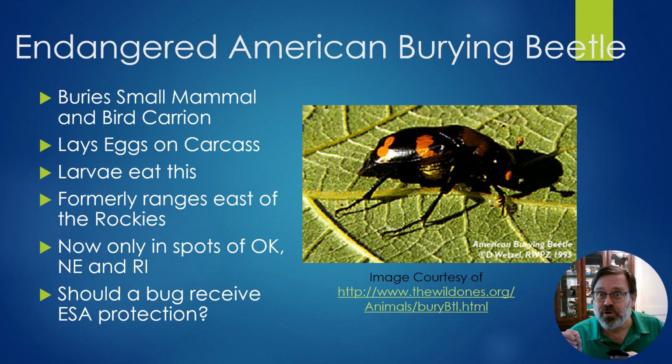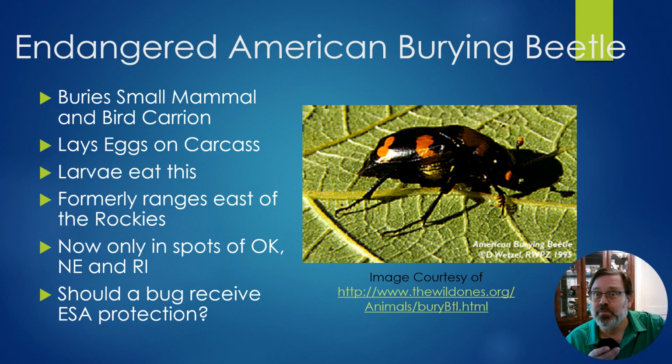Even bugs, though, could potentially be protected under the Endangered Species Act. This is a 2-inch long bug called the American burying beetle, and it's on the endangered species list. It buries small mammal and bird carrion. The male and the female will dig underneath a dead bird or a dead squirrel, lay their egg on it, bury it up, and then the larvae help to decompose these carcasses and eat the flesh off of that. So it's really disgusting, but it's in danger of protection.